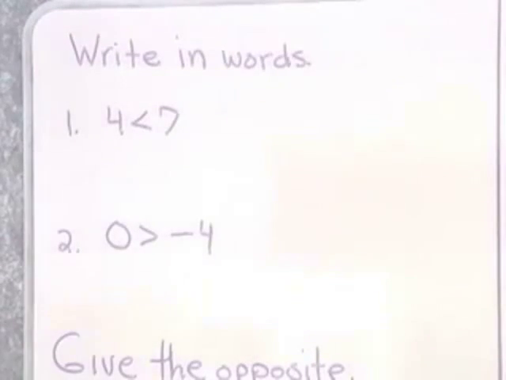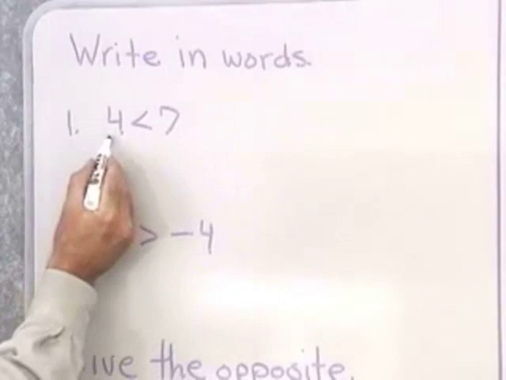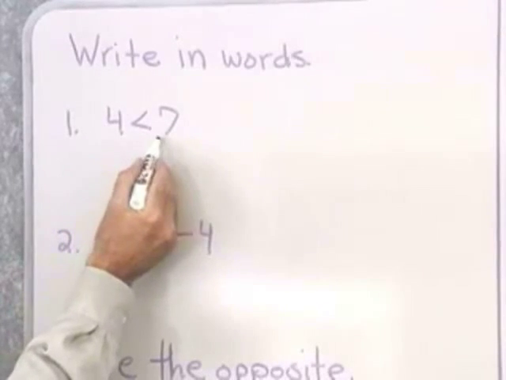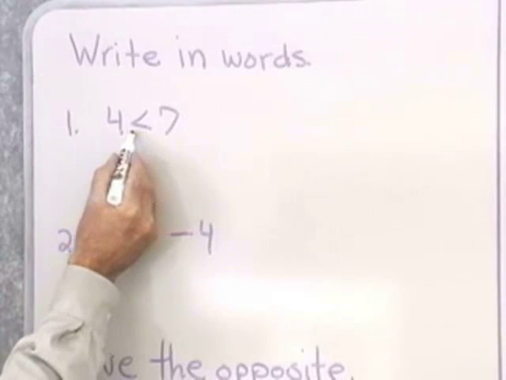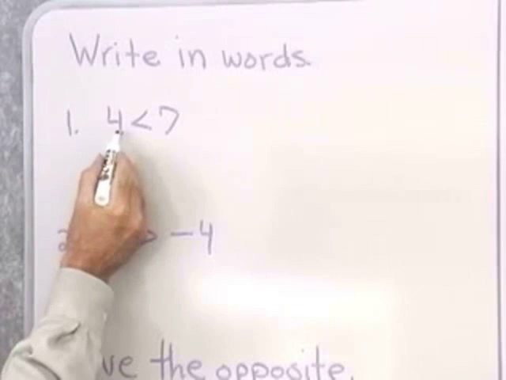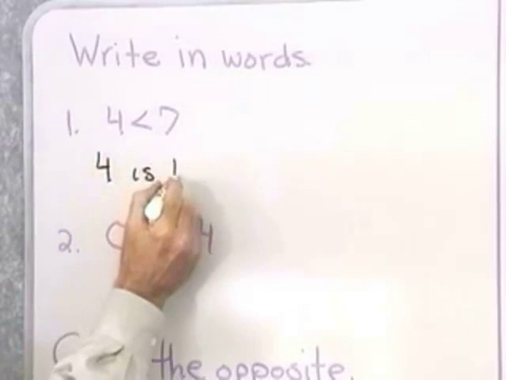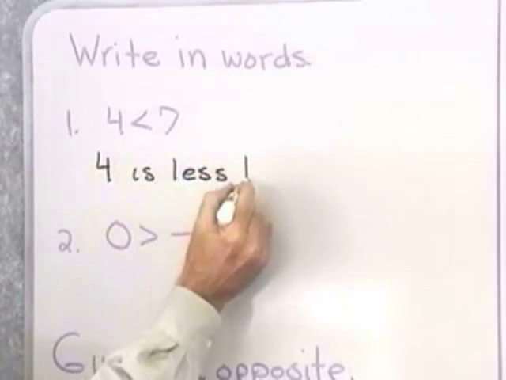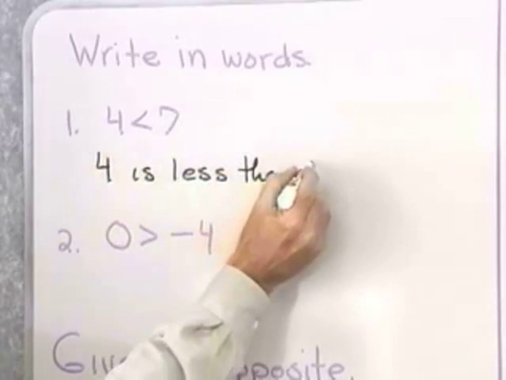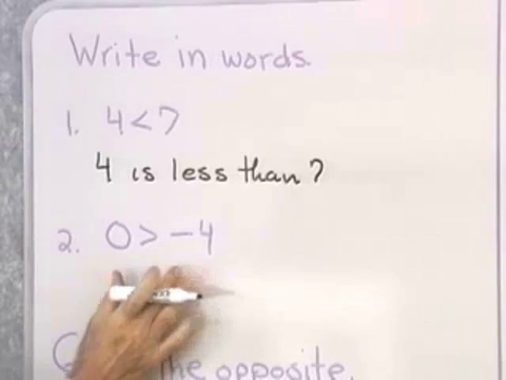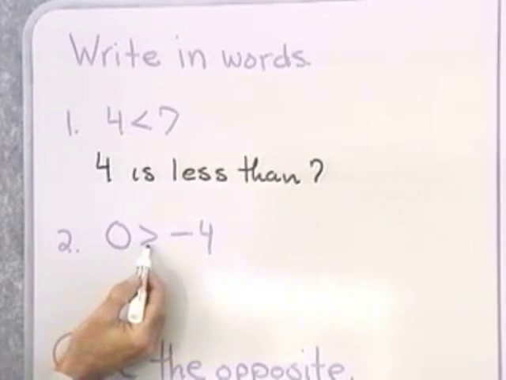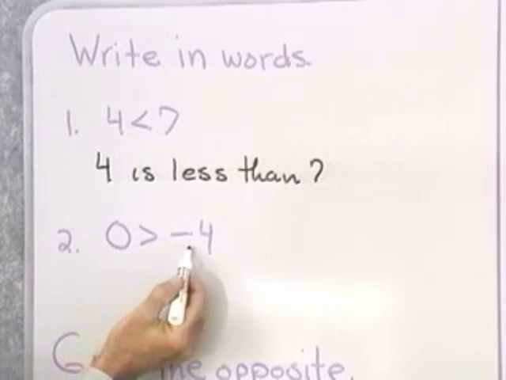Here I want to write in words, and I have this statement: 4 is less than 7. So remember, this inequality symbol points to the smaller of the two numbers, so 4 is less than 7. 4 is less than 7.